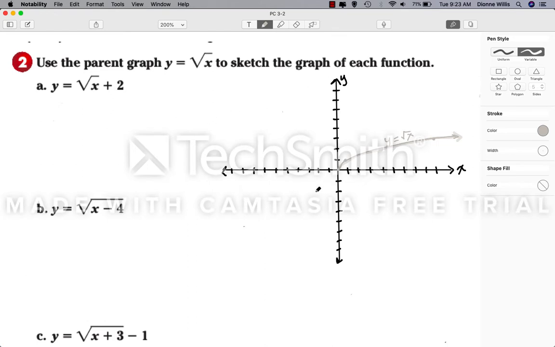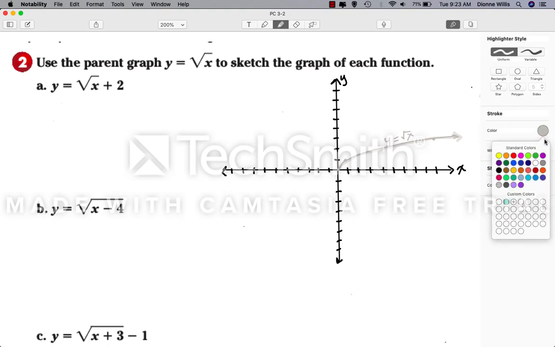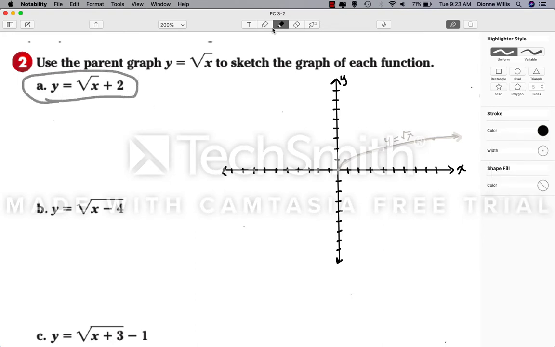So what I've done here, let's take a look at example 2. It says use the parent graph y is equal to the square root of x to sketch the graph of each function. So I started off with the parent graph here, y equals square root of x, just to give us a guideline as we look at some of these other functions. So let's go ahead and get started. I'm going to highlight this first one.